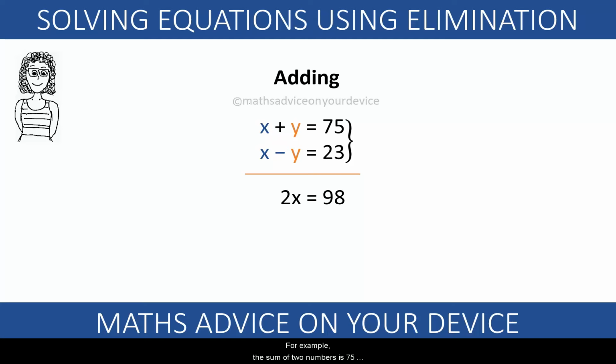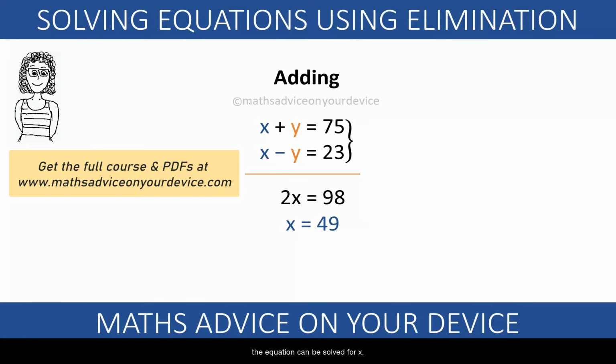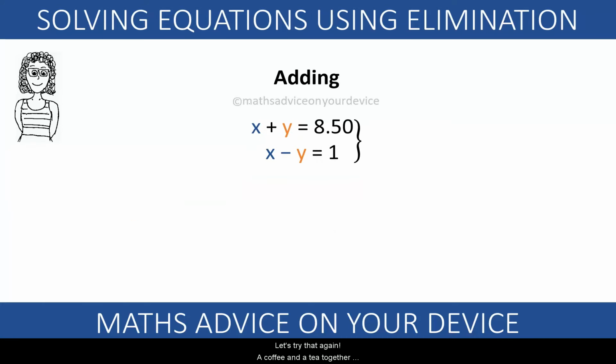If we combine these two equations by adding them, we end up with 2x equals 98 because the y's cancel each other out. We have eliminated the y's, so the equation can be solved for x. x is 98 divided by 2, 49. y must be 26. Let's try that again.